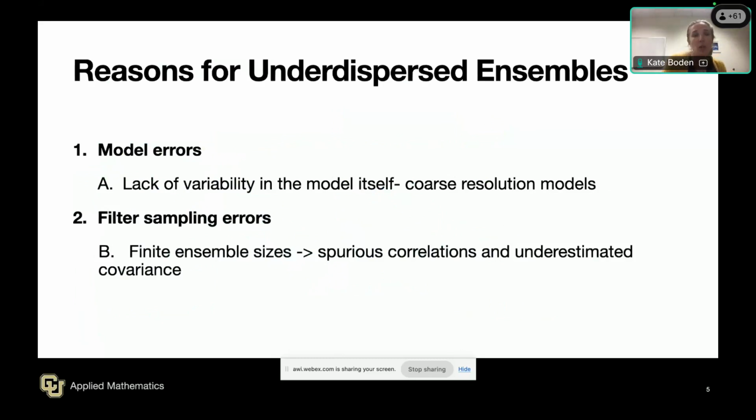Why does this happen? Well, 2 reasons that I'm going to talk about. We have model errors and we have filter sampling errors. So as I mentioned earlier, I'm using a coarse resolution model, and with those models of the ocean, we're not resolving subgrid scale processes, which are adding a lot of variability into the real ocean. And so with the filter sampling errors, we have finite ensemble sizes, and we're relying on those finite ensembles to estimate our mean and covariance structure.